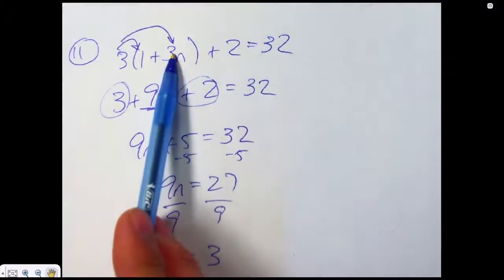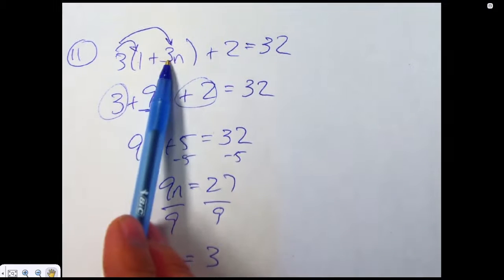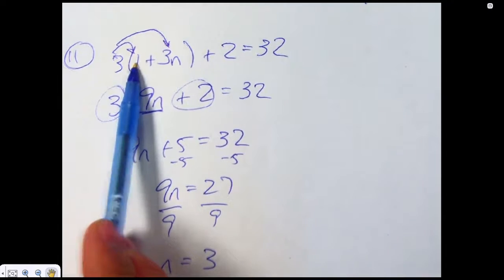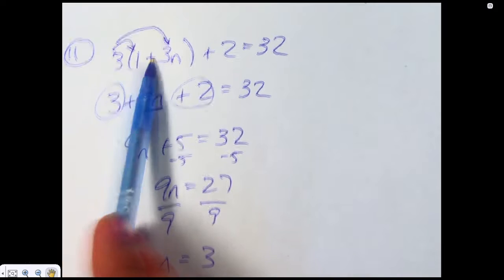And again, you can always check these. If I take that 3 and plug it back in, what's 3 times 3? Well, that's 9. What's 9 plus 1? It's 10. 3 times 10 is 30. 30 plus 2 does equal 32. So you should feel pretty good that you got the right answer.